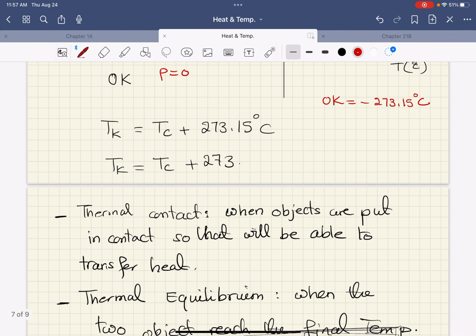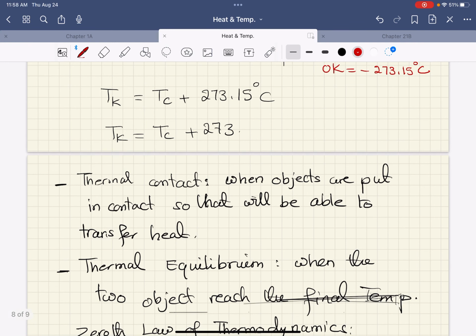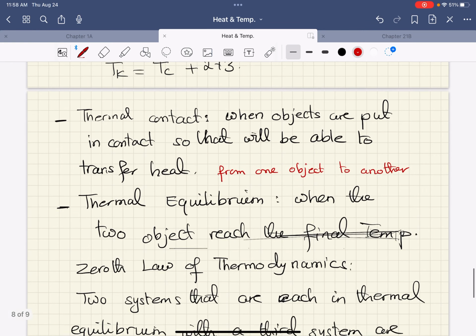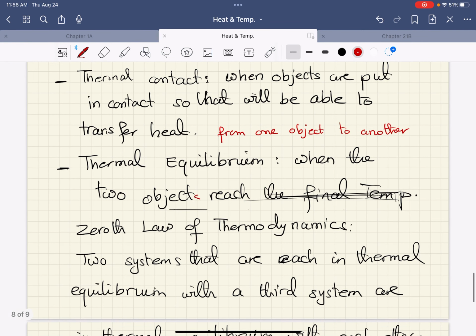Thermal contact is when objects are put into contact and they are able to transfer heat from one object to another. Thermal equilibrium will be achieved when the two objects reach the final temperature, which is the common temperature between them.